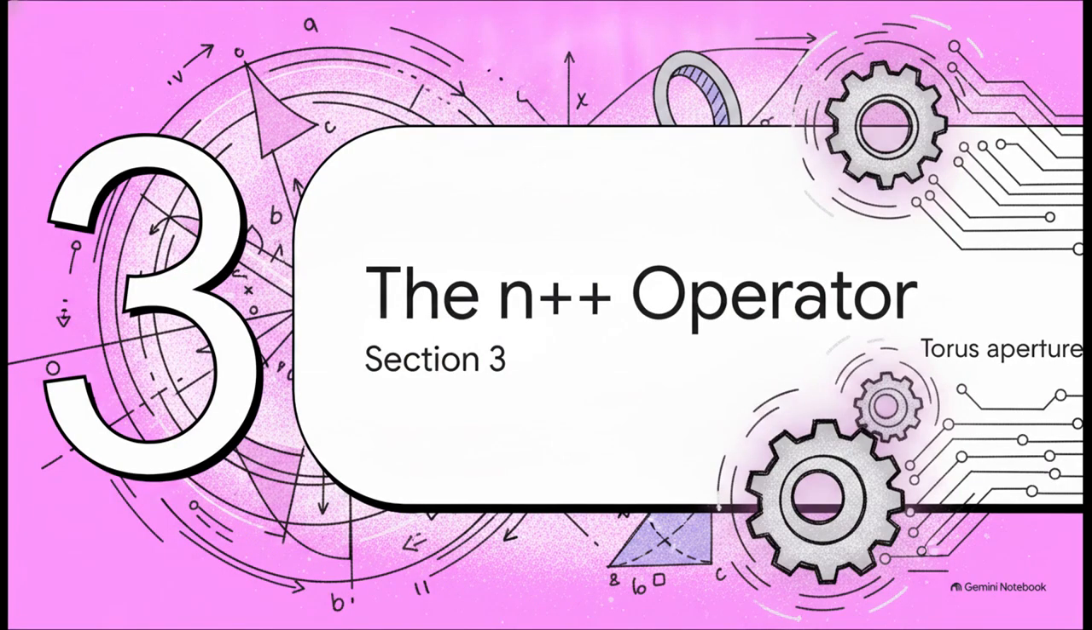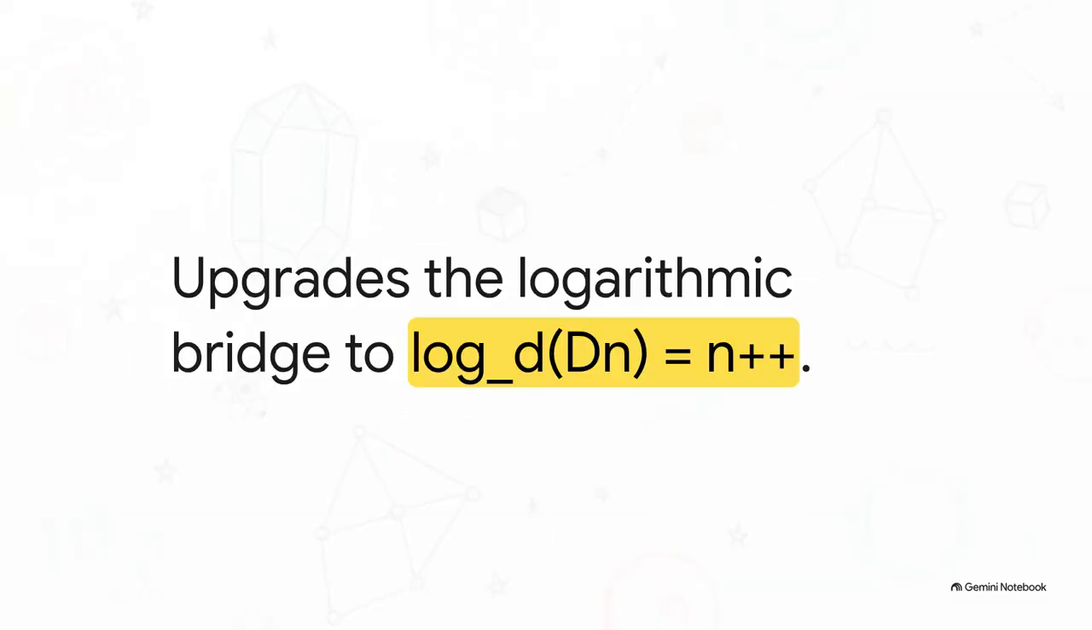Section 3. The n++ operator. So how exactly does the math execute this halt? Well, this is the brilliant crossover where high-level differential geometry collides head-on with everyday computer science, and it provides the literal key to the torus aperture. Look at this elegant formula. Log base d of dn equals n++.